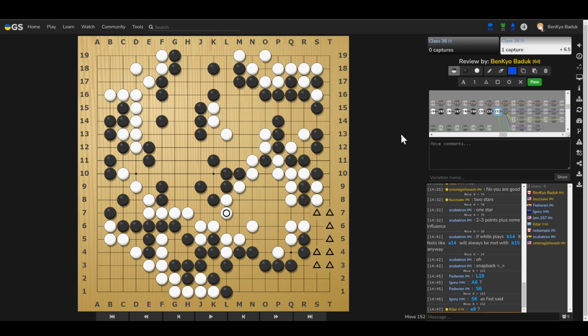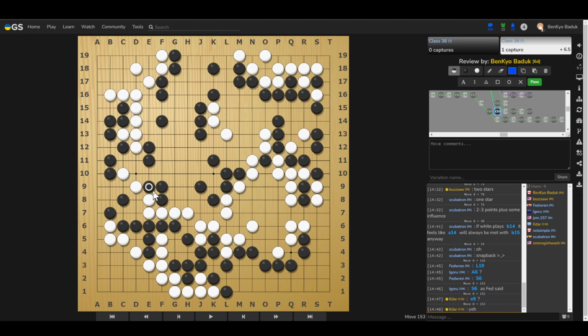E9. No. E9 is kind of close to 0 because you can't really point to any points for it. What points does E9 get or reduce? It's worth around 1 point. It makes it harder for white to make you fill up F10, but that's about it. And it's not actually Sente because white has 2 ways to connect.